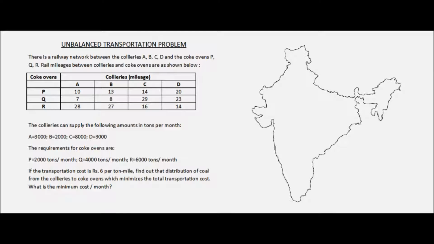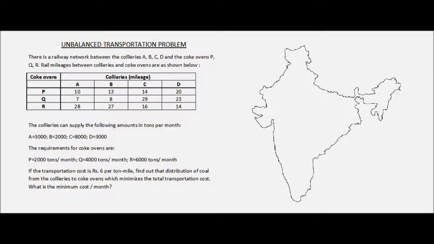per month. If the transportation cost is rupees 6 per ton mile, find out that distribution of coal from the collieries to the coke ovens which minimizes the total transportation cost. What is the minimum cost per month? So let's understand this example in more detail.